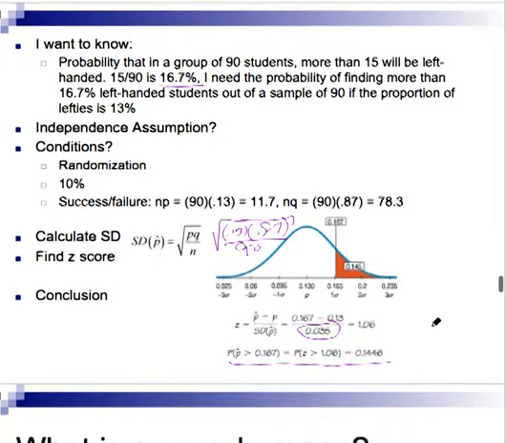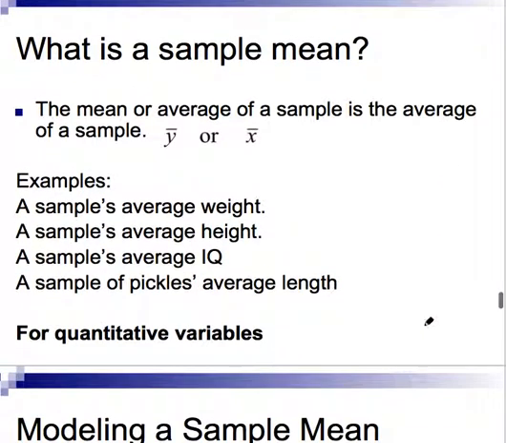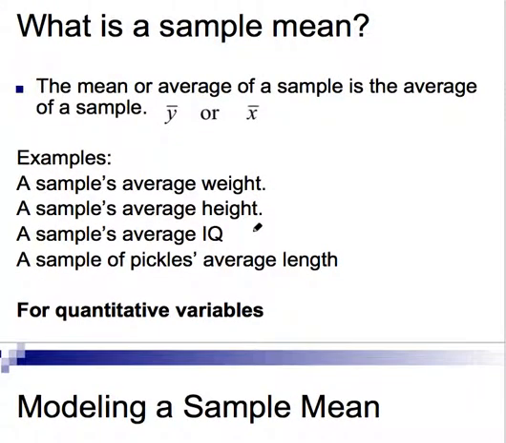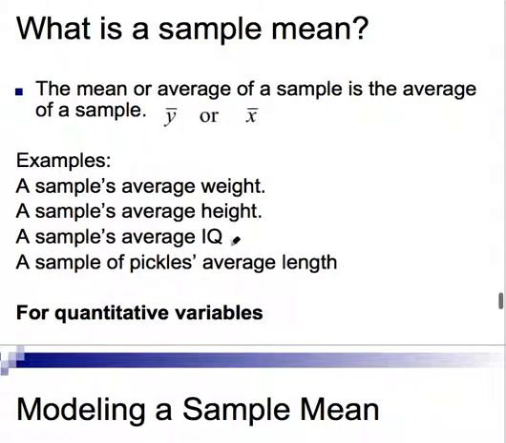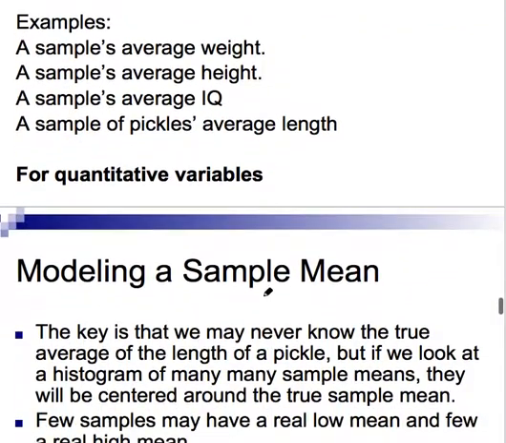What we just got done talking about was the categorical variables. So now we're going to talk about, for quantitative variables, what do we do? This is chapter 18, part 2. The mean or average of a sample is the average of a sample, y bar or x bar. So a sample's average height, a sample's average weight, the IQ. We're looking for an average, a number this time, because now we're talking about quantitative variables.